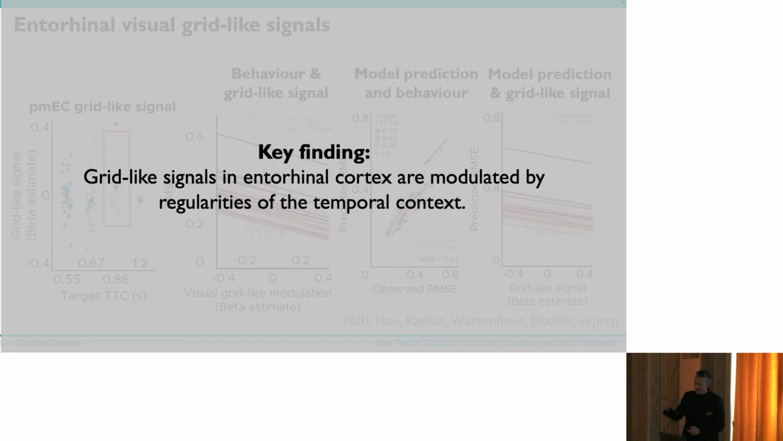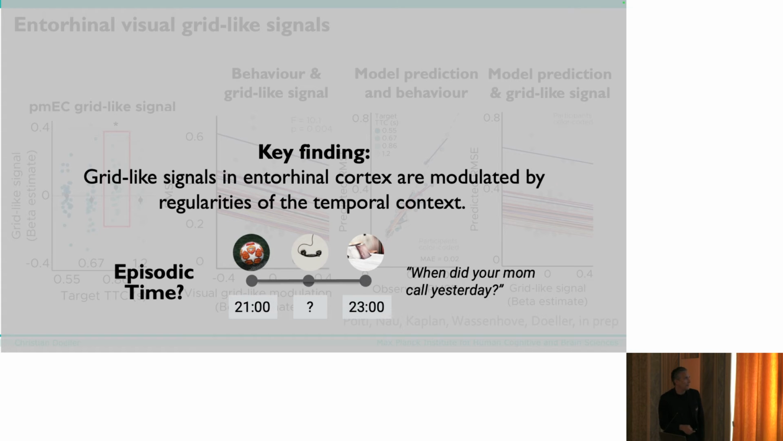I want to give you another example, also in the time domain, very briefly, on episodic time. When you, for instance, want to remember on the next day when your mother called you, you might remember that it must have been somewhere between the start of the football match you were watching on television and the time you went to bed. So based on your episodic memory about other events, you can reconstruct the time when your mom probably called.